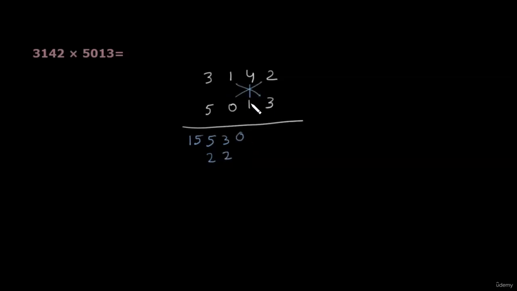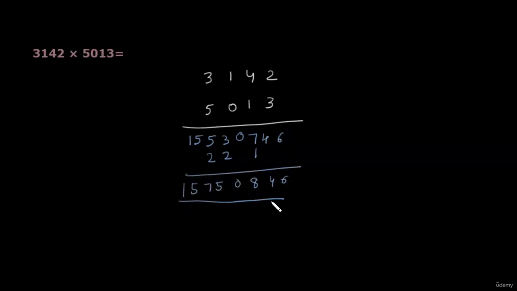1 times 3 is 3, 4 times 1 is 4. So 3 plus 0 plus 4, 7. 4 times 3 is 12 and 2 times 1 is 2. 12 plus 2, 14. 2 times 3 is 6. So this is the answer.